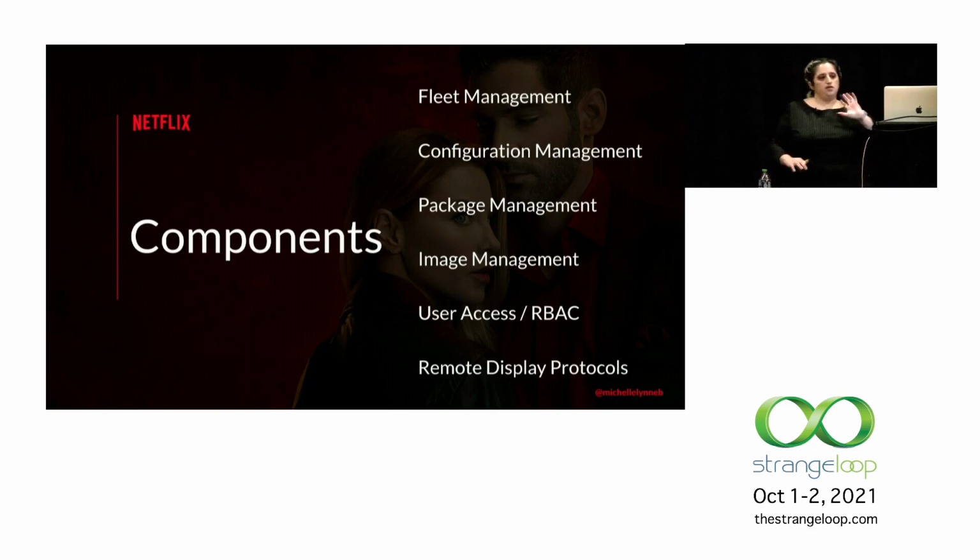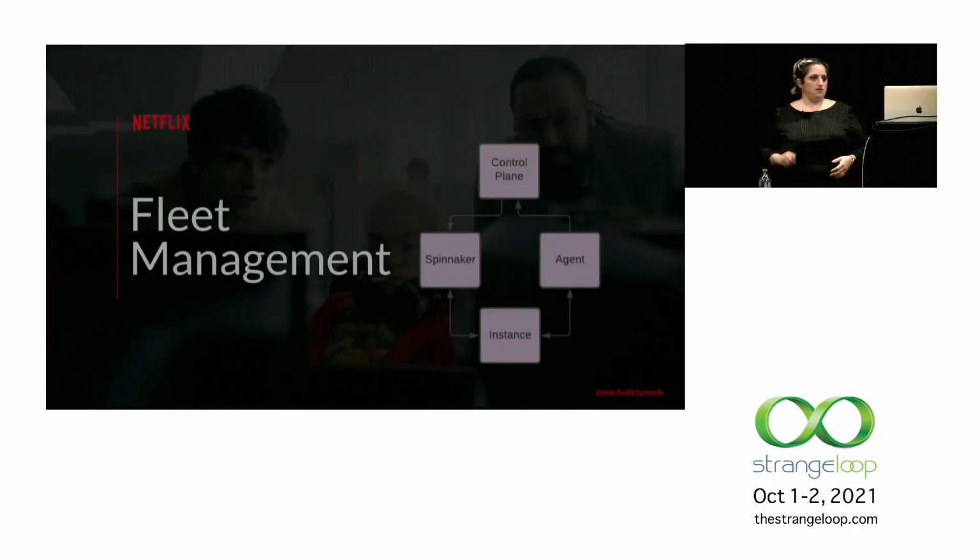The fifth component is user access, or role-based access control, RBAC, and how the right user gets the right workstation and access to the right files, which, as you know, is very important. Finally, the remote display protocols are how the user connects to and interacts with the workstation remotely. So let's start with fleet management.